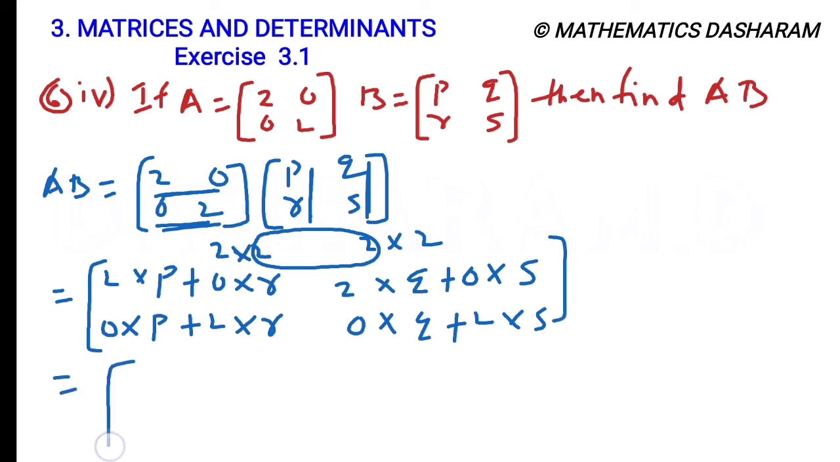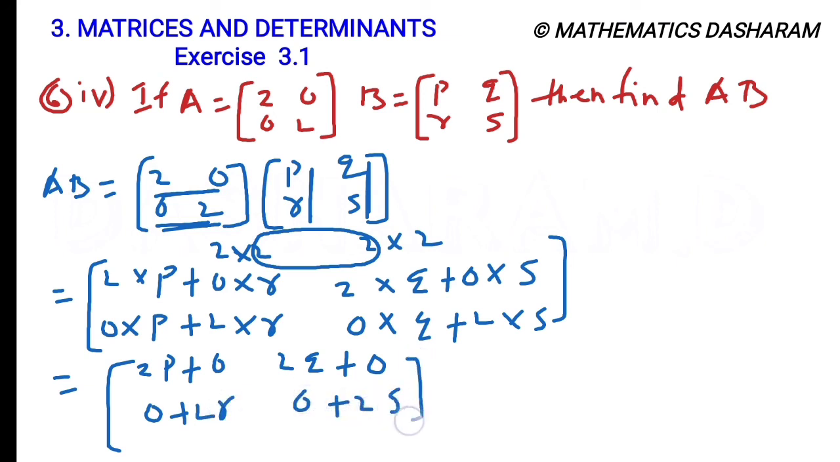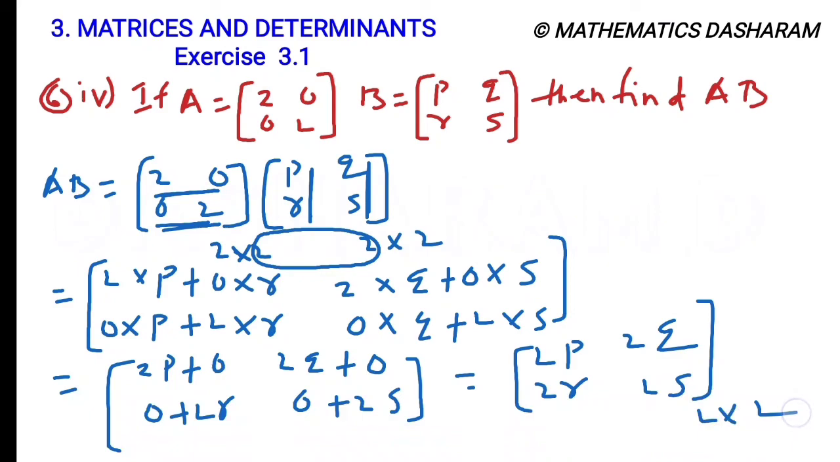Now let's simplify. 2 into P is 2P, 0 into R is 0, 2 into Q 2Q, 0, 0, 2R, 0, 2S. So the final answer is 2P, 2Q, 2R, 2S, and its order is 2 by 2.